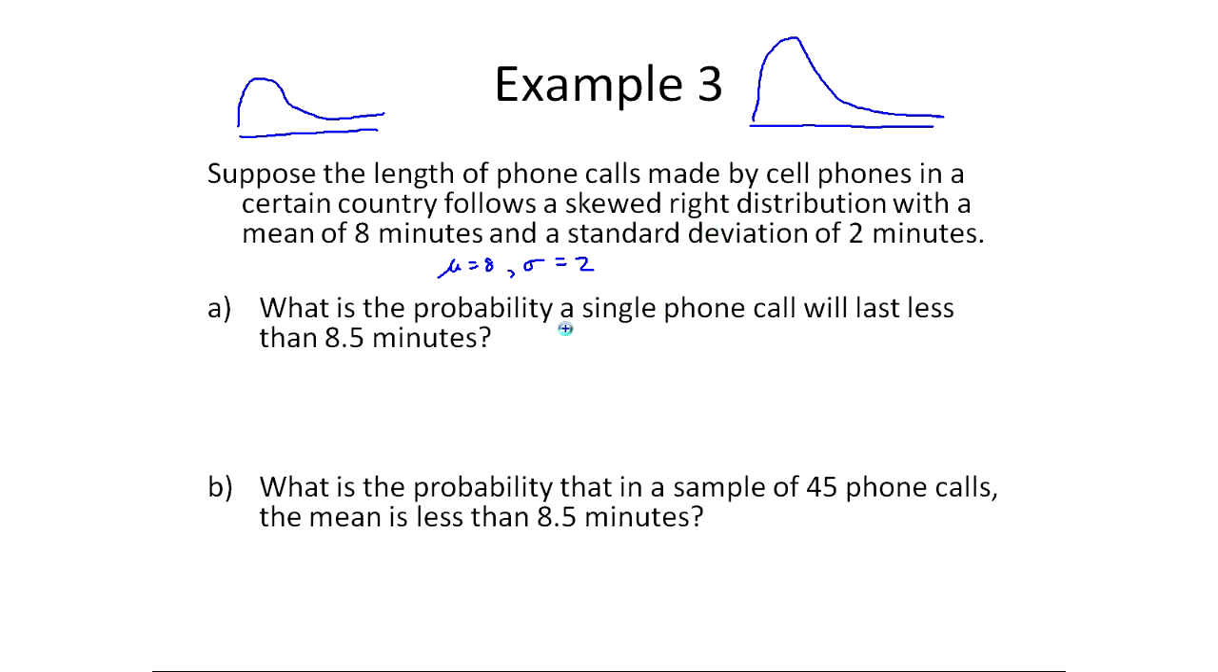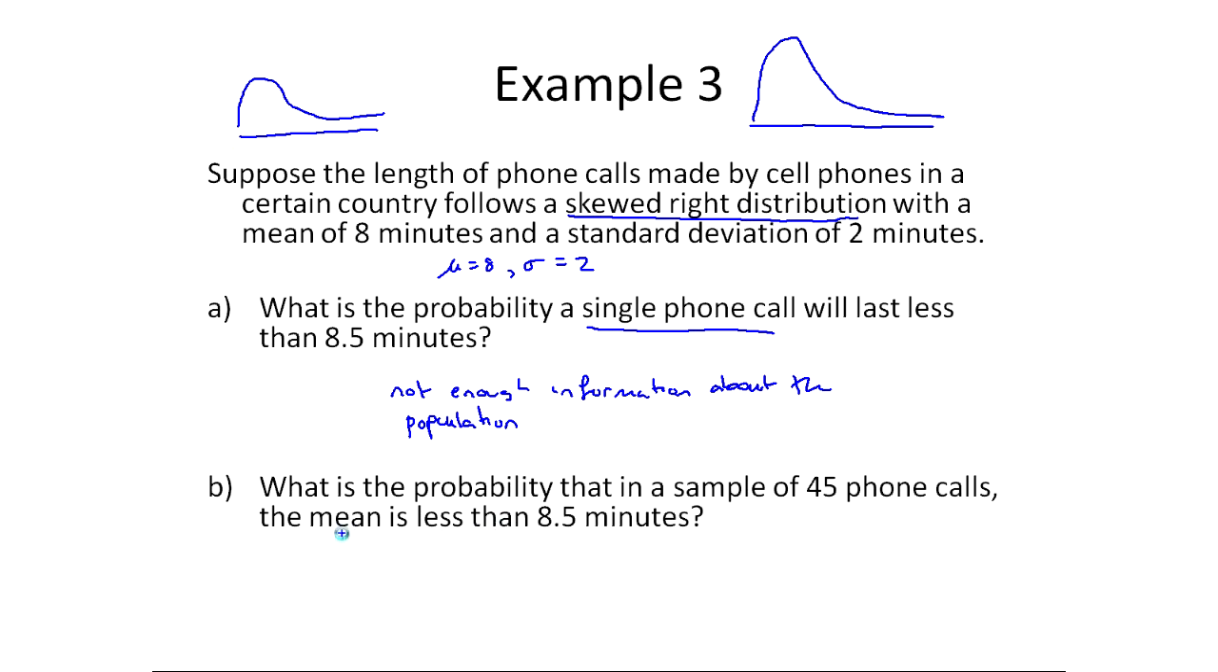So for part A, when it asks me about a single phone call, we don't have enough information to answer this. So when you ask about a single phone call, you're asking about the population. And that population is skewed right, but there's many skewed right distributions. And so I don't have enough information about the population to answer this question. If I knew it was normal or something like that, then I could answer the question like we did before.